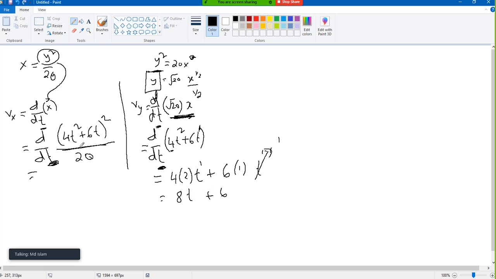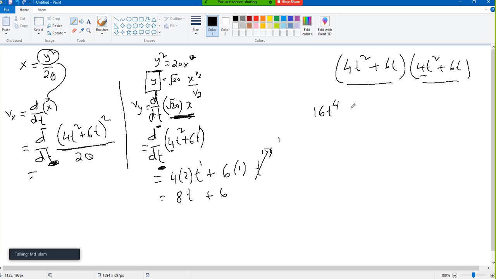X component, you can see I need to simplify here. How to simplify? Okay, let us simplify here. 40 t square plus 60 times 40 t square plus 60. Square means I can write it twice, then do the multiplication. 4 times 4 is 16 t to the power 4. Then 4 times 6 is 24 t cube, and 6 times 4 is 24 t cube. 6 times 6 is 36 t square. It is just mathematics. I am multiplying two quantities.